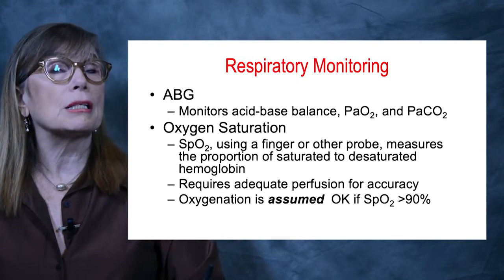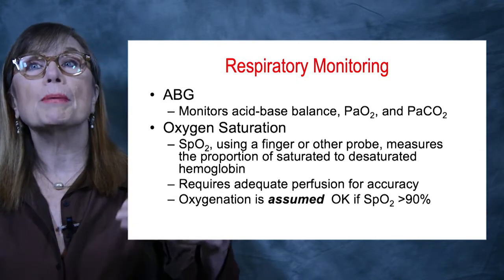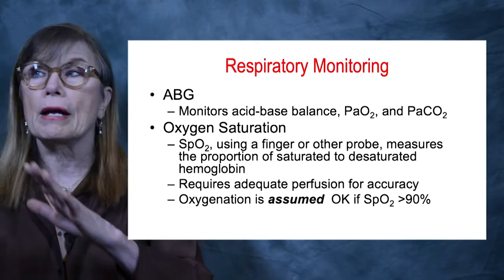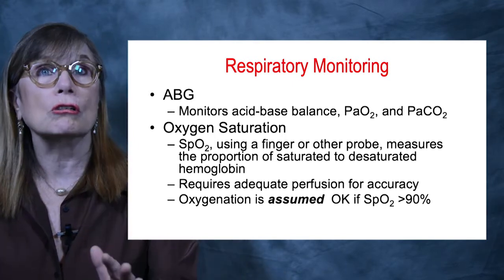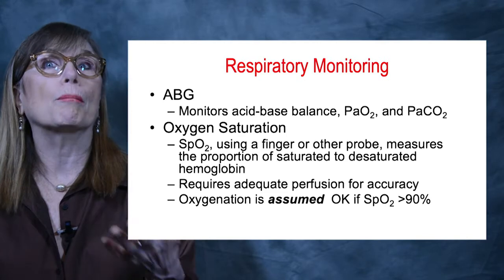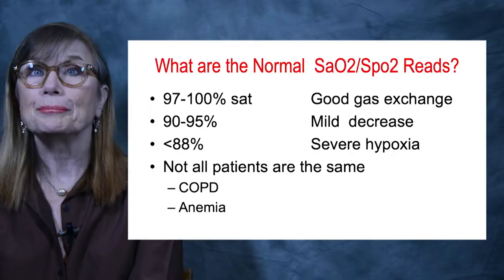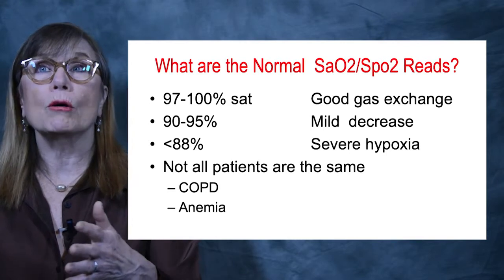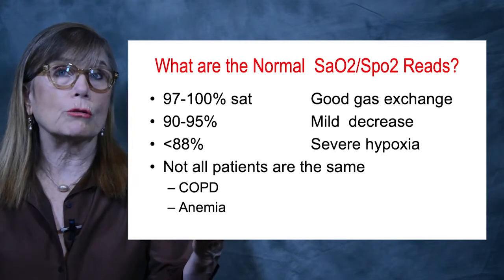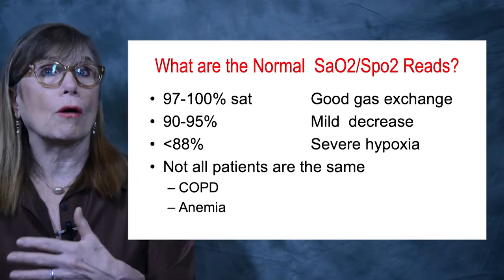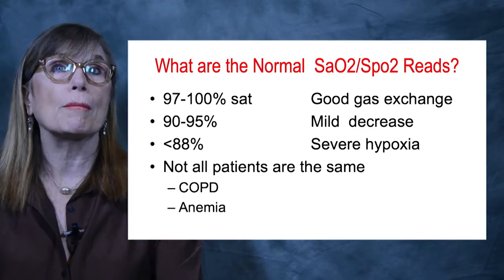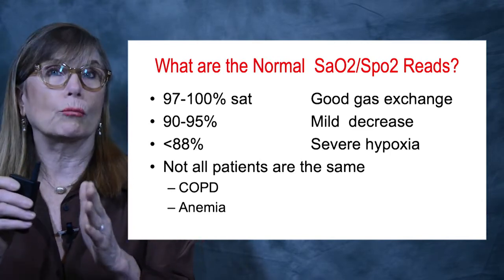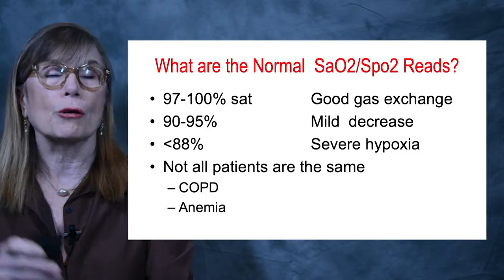Now, we make some assumptions about this. If SpO2 is 90% or greater, we are going to assume that our patient has an appropriate oxygenation. So what are the normal SaO2 or SpO2 readings? Remember, SaO2 will come from the blood gas lab or your I-stat, and SpO2 is from your pulse oximeter, and they are relatively the same measure.